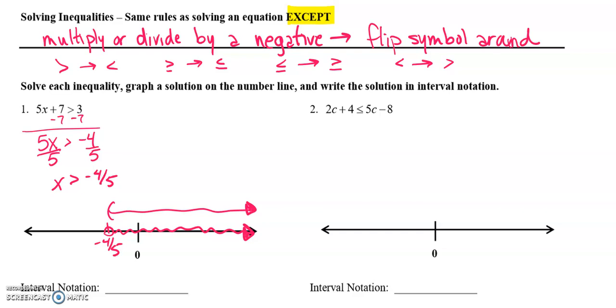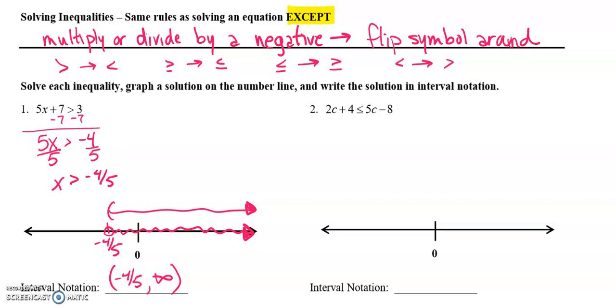I'll take either. The interval notation, how far to the left can we go? We can go to negative 4/5. How far to the right can we go? We'll go all the way up to infinity. Parenthesis always on an infinity. And the negative 4/5, since I cannot equal it, I get a parenthesis there as well.